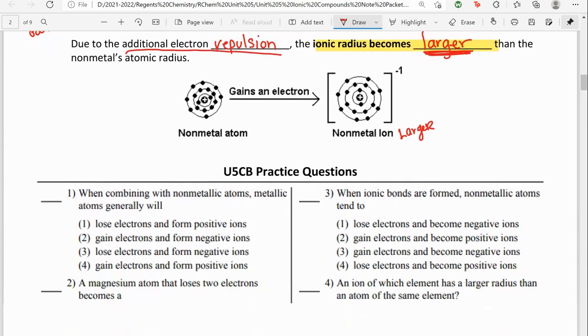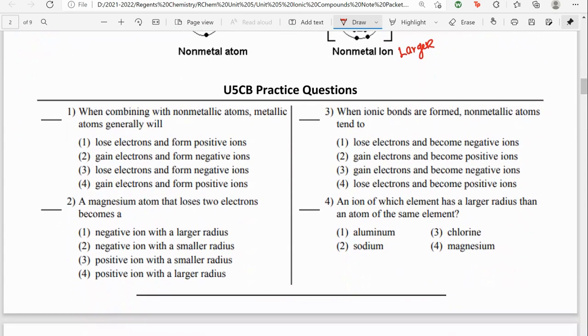All right, let's look at a few practice questions with the ions and ionic radius. So feel free to pause this as you're going through these questions and I'll go over them.